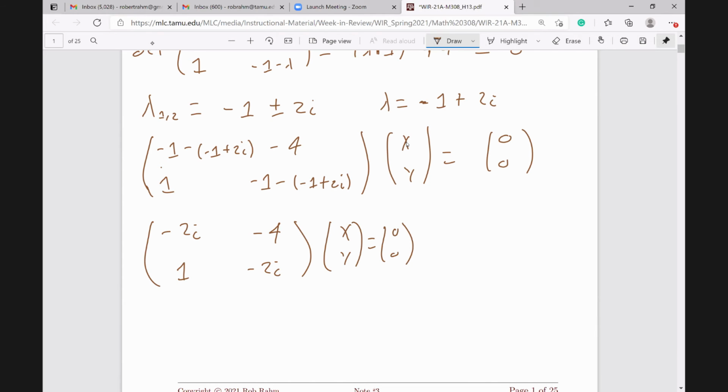x y equals 0, 0. Okay, so this says minus 2i x minus 4y is equal to 0. That's what the top equation says. The bottom equation says x minus 2i y is equal to 0. Now remember, at this point, you always want to check to make sure that these equations are multiples of each other. So notice that if I multiply the bottom equation by minus 2i, I get the top equation. This is because 2i times 2i is minus 4. So again, if I multiply the bottom equation by minus 2i, you get the top equation.